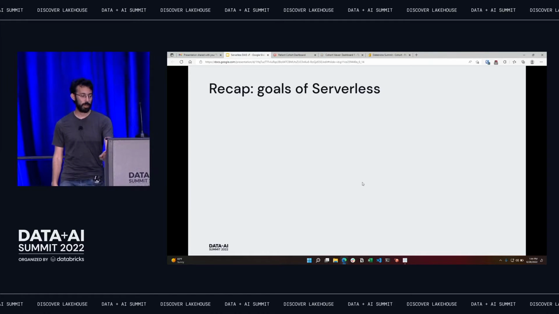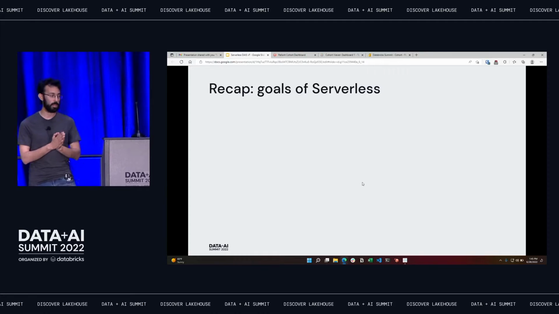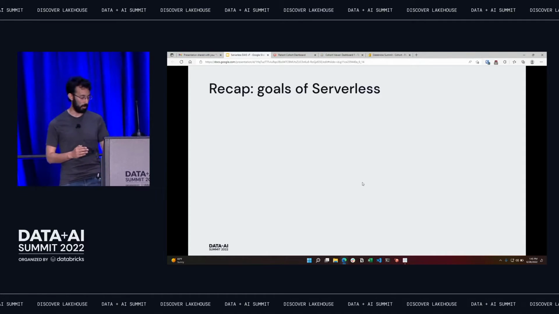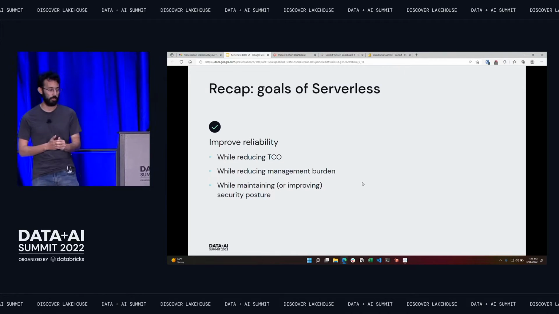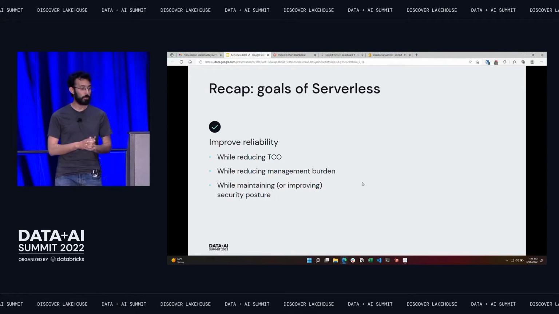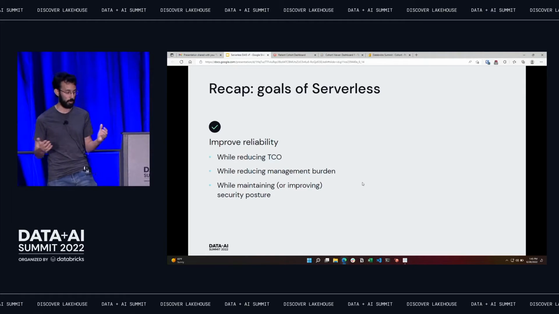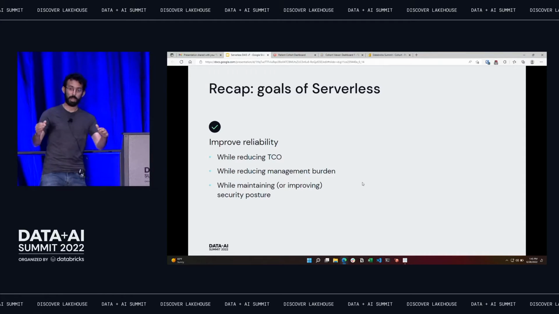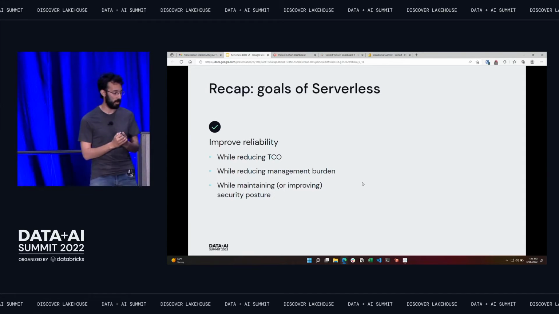So to begin with, I'm going to recap the goals of serverless. Actually, a slightly different light than Nikhil's talk. So Nikhil talked about cost as a primary goal and fast startup as a primary goal. But actually, the most critical thing that we can improve upon in serverless is improved reliability. And through the mechanisms we use to improve reliability, we can also happen to reduce TCO, total cost of ownership, while also reducing the management overhead. At the same time, of course, we need to maintain or improve the Databricks security posture. You're trusting us with very important data.